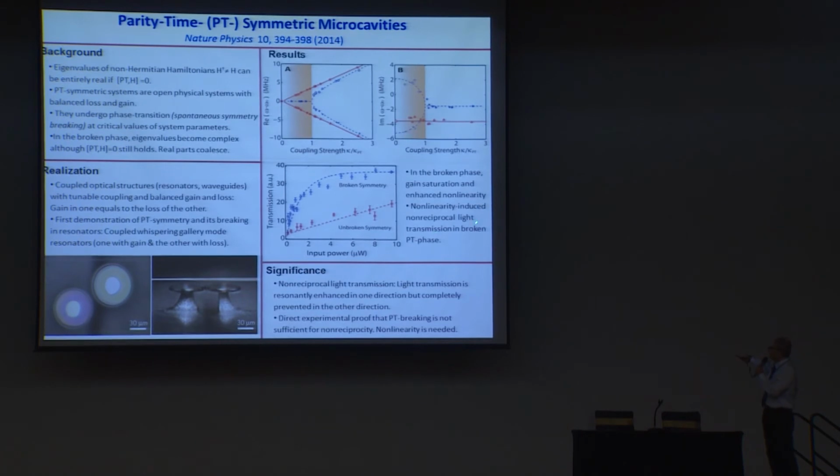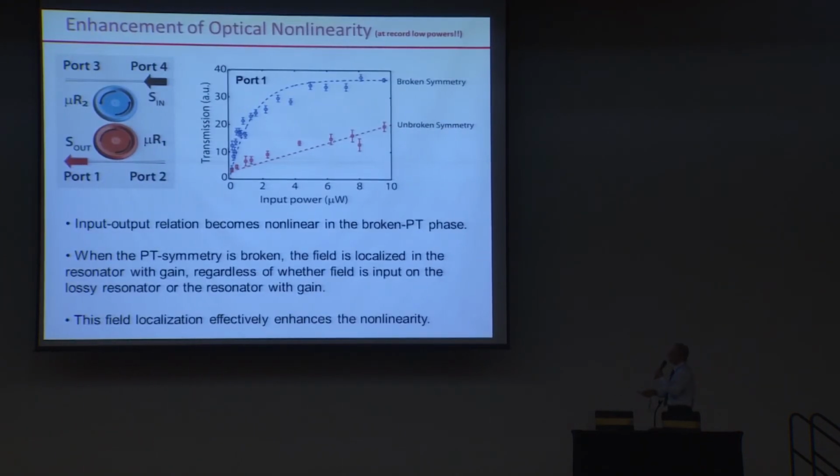So there is this nonlinearity-induced non-reciprocal light transmission in the broken PT symmetry phase. So in this case, the light goes back and forth equally. In this case, it's not. And the significance is that the light transmission is resonantly enhanced in one direction, but completely prevented in the other direction. And then, this is an example here. So the input-output relations become nonlinear in the broken PT phase. This is one here where there is a saturation of about a few microwatts. So the field localizes effectively in one of the whispering gallery modes, enhancing nonlinearity.